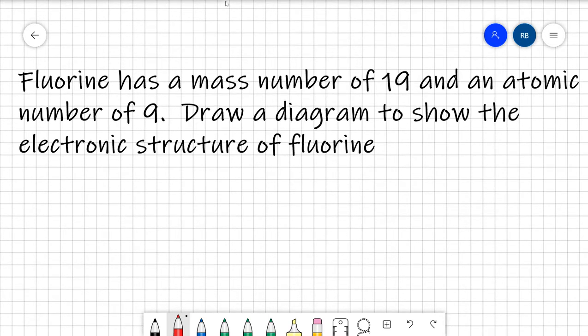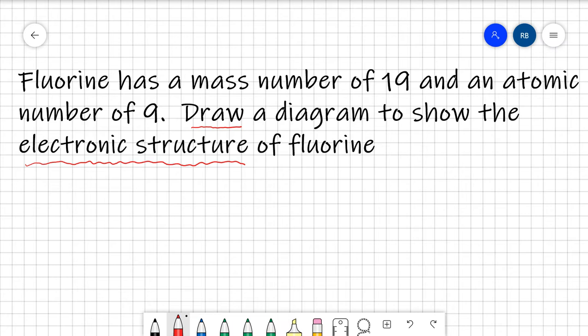So it says fluorine has a mass number of 19 and an atomic number of 9. And we're asked to draw a diagram to show the electronic structure. So the electronic structure is going to be really important here. Now we're given two bits of information, the mass number of 19 and an atomic number of 9. How can we use this information?